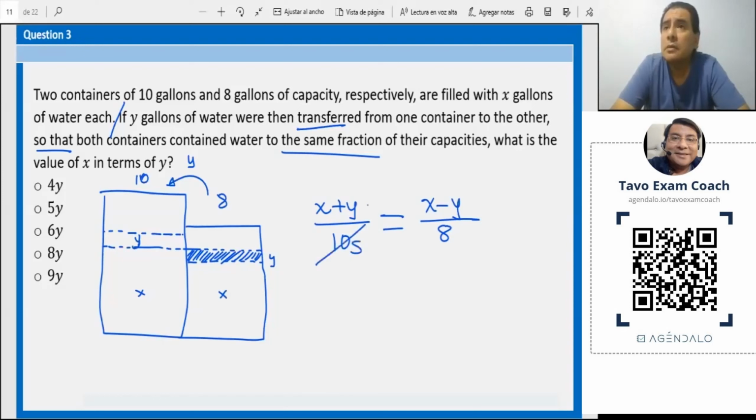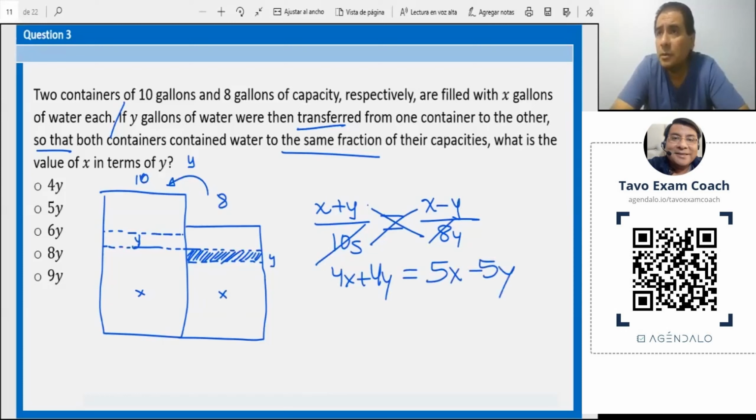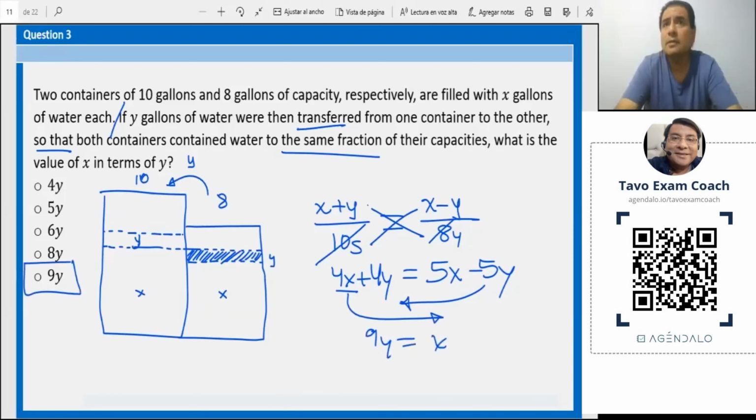Let's do here a simplification first and then a cross product. And you have 4x plus 4y equals 5x minus 5y. So from here, have this going this way and this going the other way. So you have 9y equals x. So our answer choice would be the number 5.